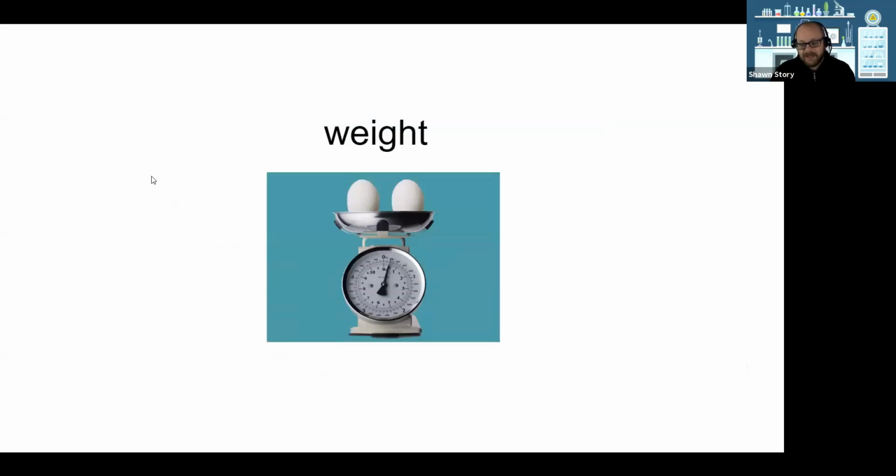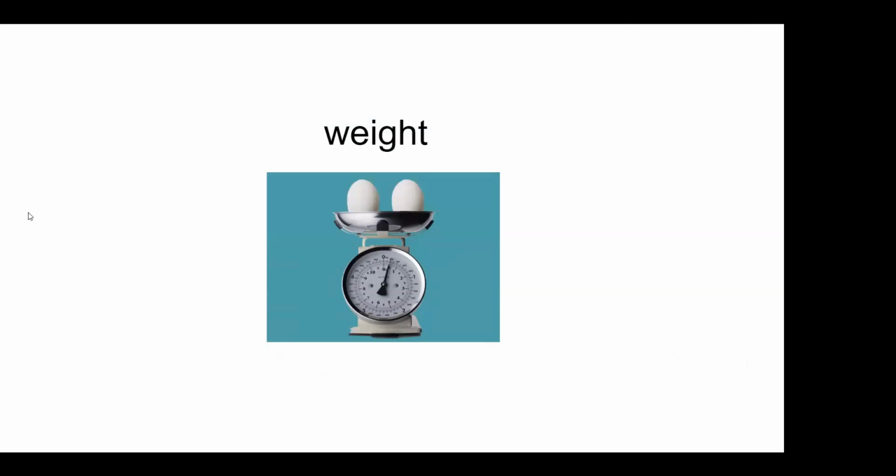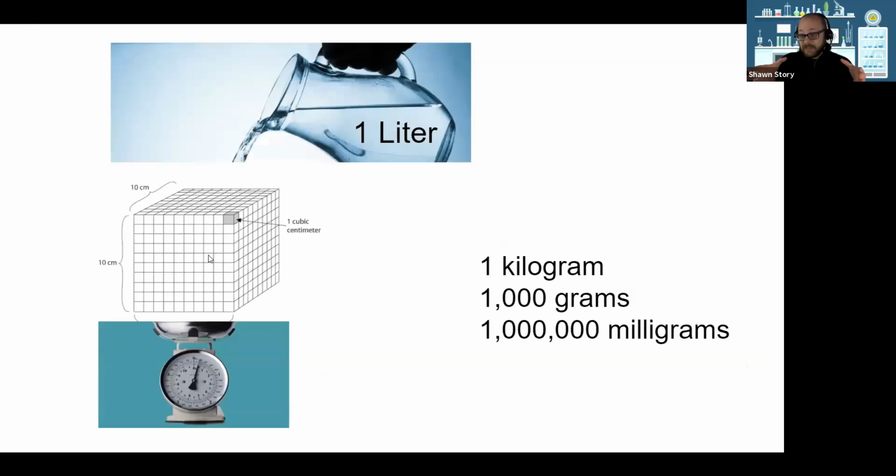All right, weight. Here's where your brain's really going to explode, ladies. Is your brain ready? No, it's going to explode. All right, so if we take that perfect cube, that 10 centimeters by 10 centimeters by 10 centimeters, and we fill it up with water, so it's 1 liter of water, guess how much that weighs if we put it on a scale here in the United States at 4 degrees Celsius? It weighs 1 kilogram.